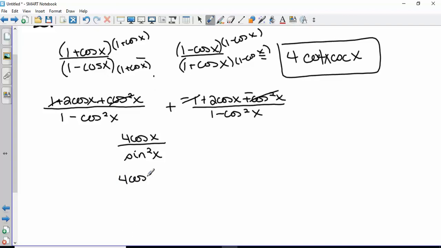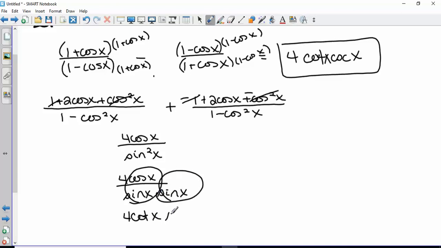We're actually really close to the end. Sine squared just means sine times sine. So we have a 4. Cosine over sine is cotangent. And then this is like a 1 over sine, which is cosecant x. So that gives us what we wanted.